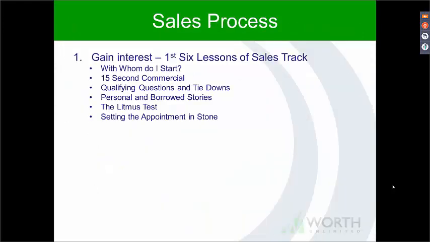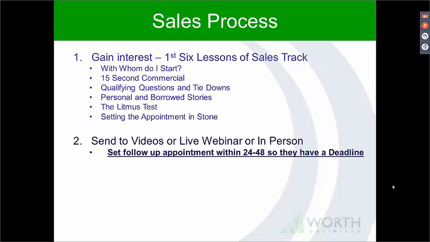In our sales process, the first step is gain interest, and we do that with the first 6 lessons of sales track by following that process and walking through that process. Our second step in our process is send them the videos or to a live webinar, or you're going to meet with them in person.